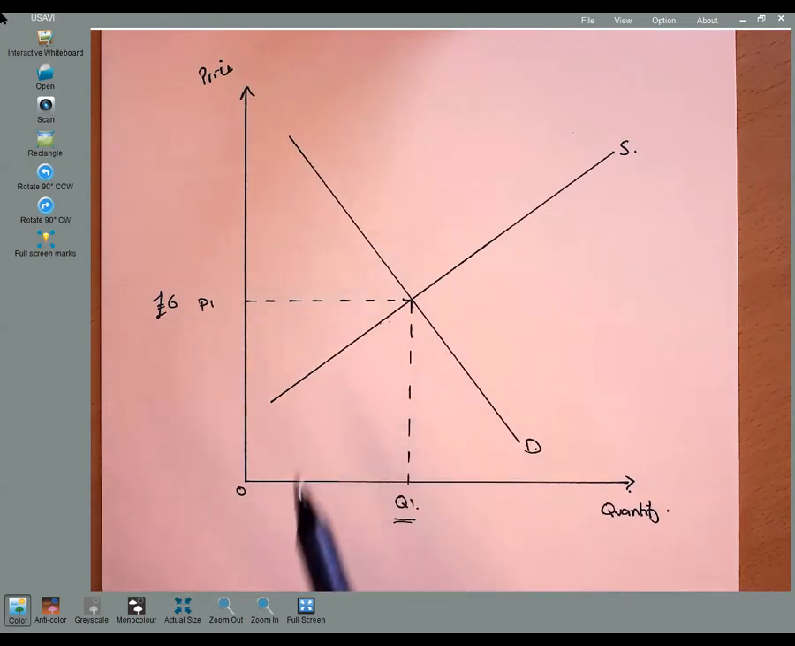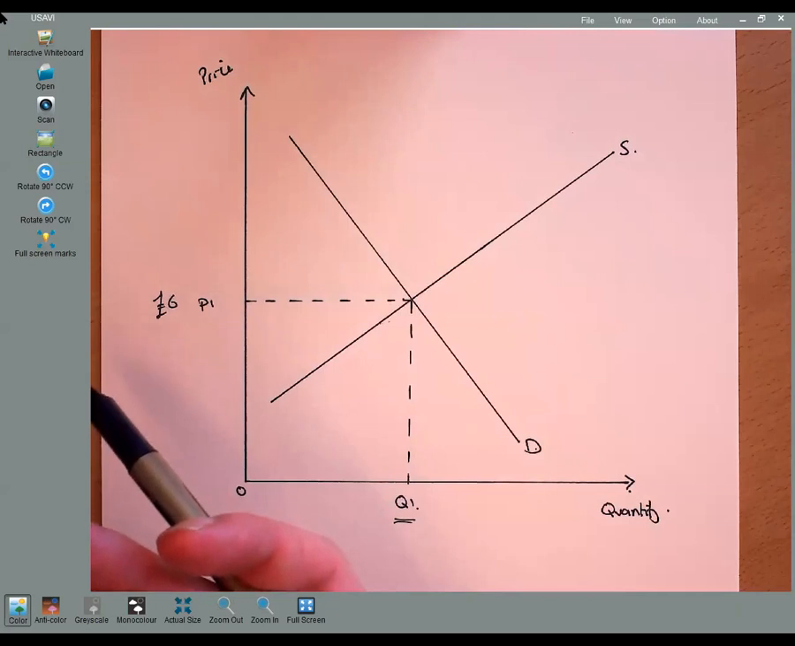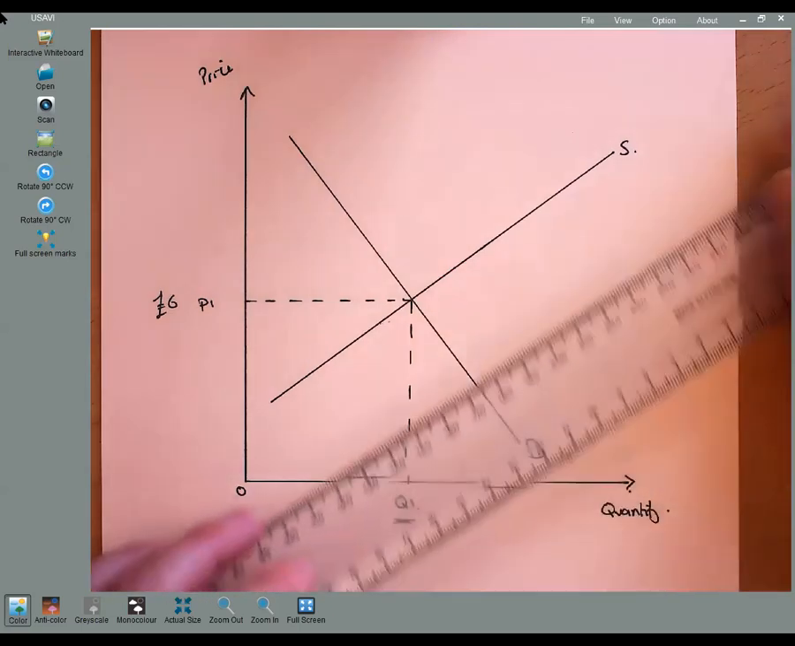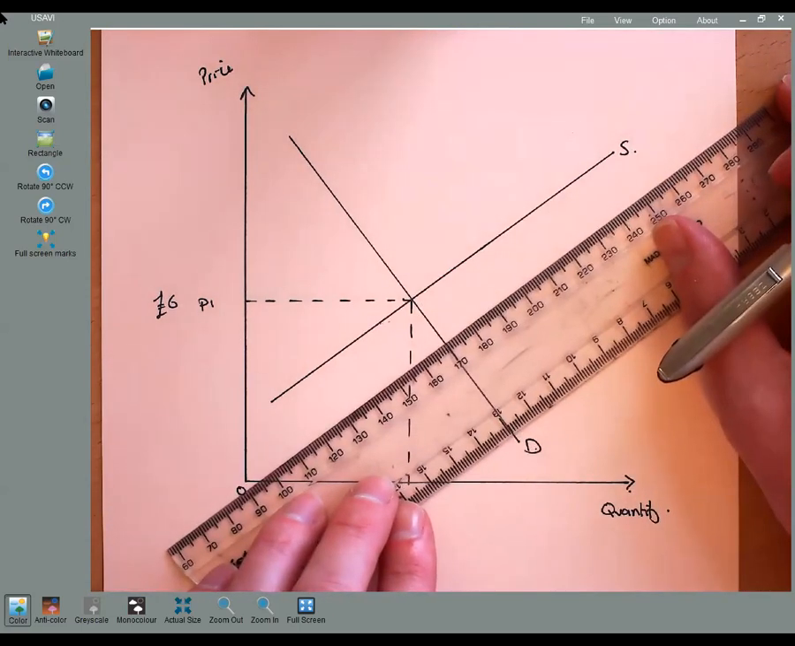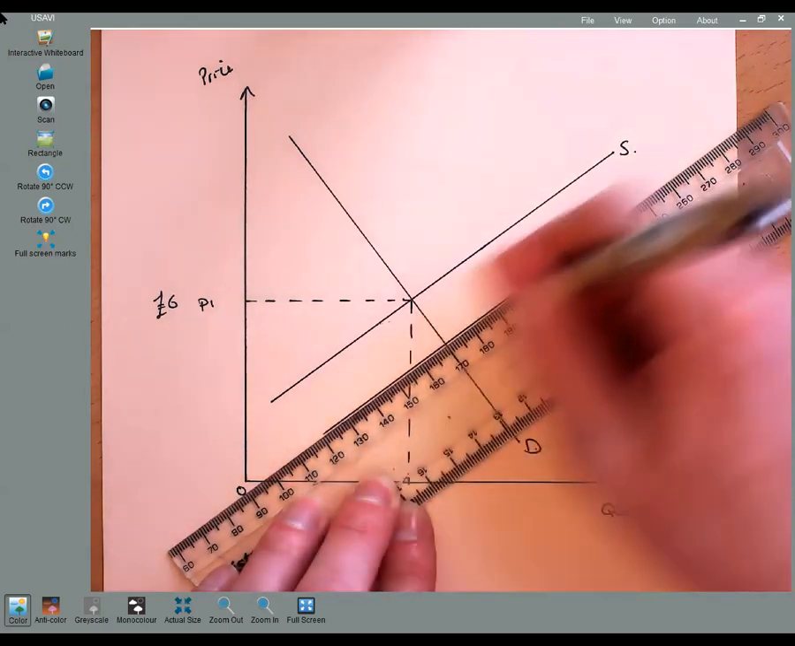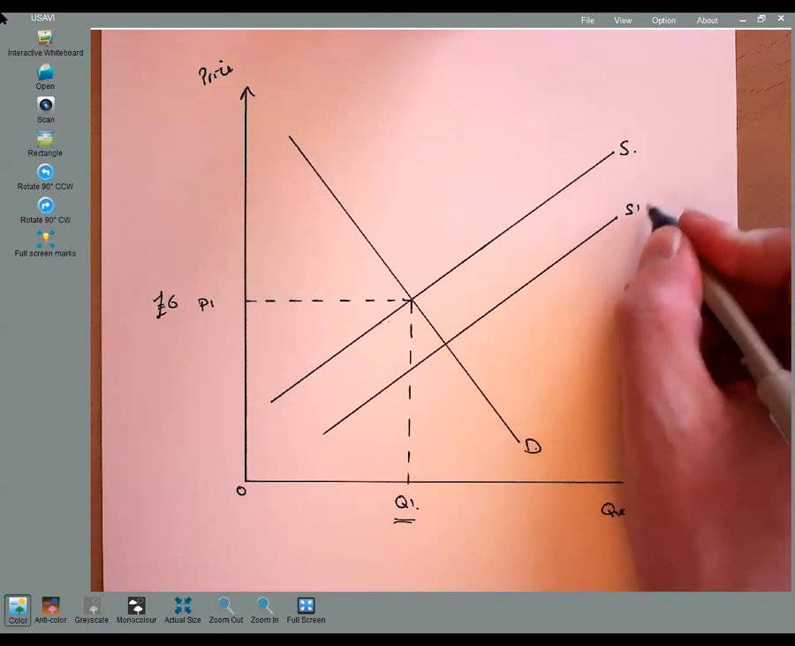So governments realize this is a problem. Not enough people are going to the gym. Not enough people are eating healthy food. Not enough people are, for example, going into more renewable sources of energy. So what does this do? The government introduces a subsidy, which by default will shift the supply curve outwards to the right, from S to S1. I'm going to call it S2, rather.